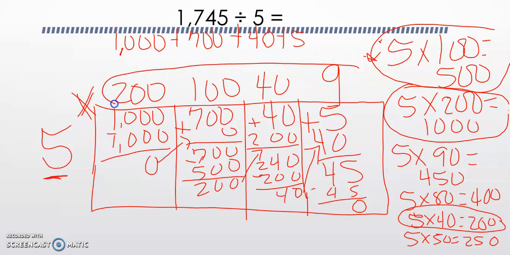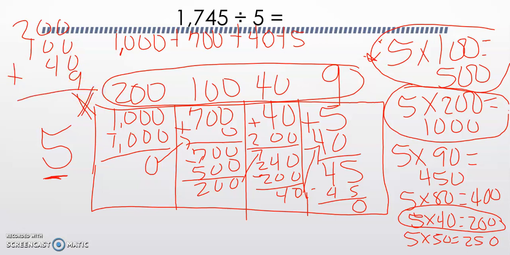So I take all the numbers on top of my box, add them together to get my quotient, which is my final answer. So 9, 4, and 3. So 1,745 divided by 5 is 349.